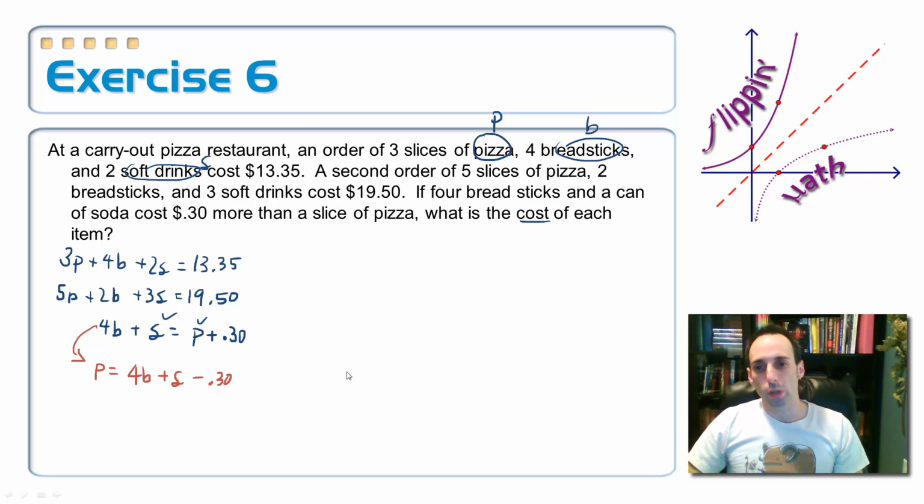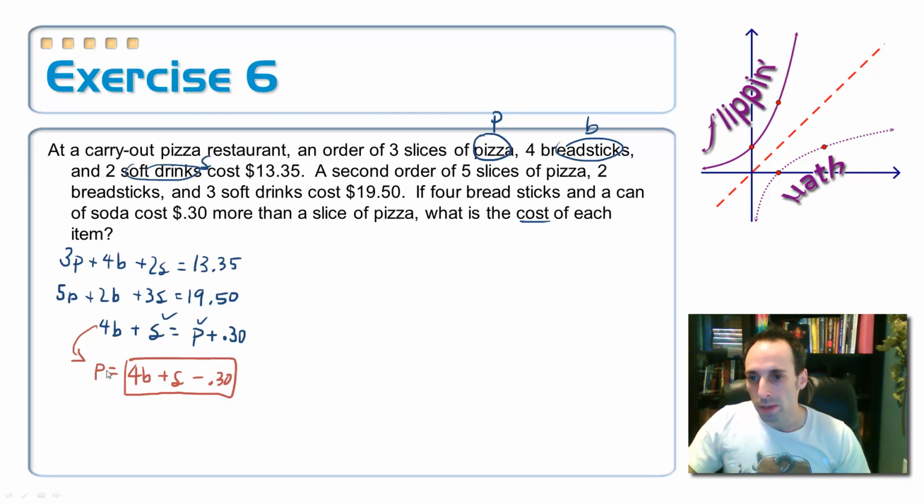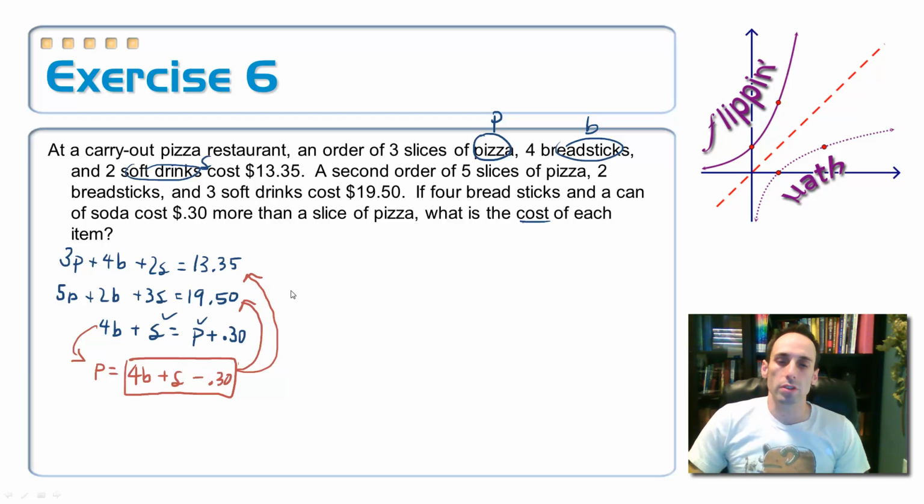30 cents. Okay, now I'm going to take this expression for P and I'm going to substitute that into that equation and this equation. And then I won't have P's anymore. I'll just have B's and S's, and then it's just a two-variable system like I'm used to doing.